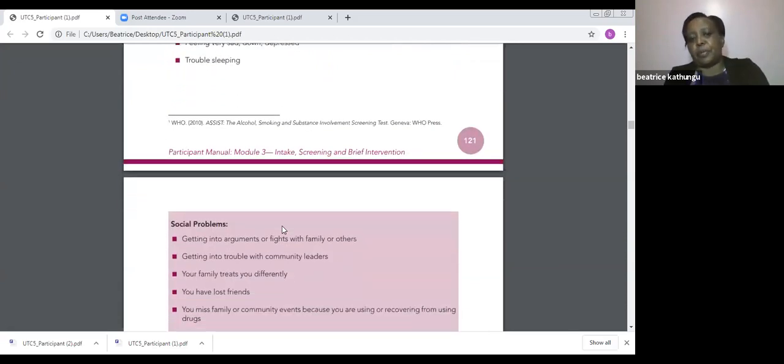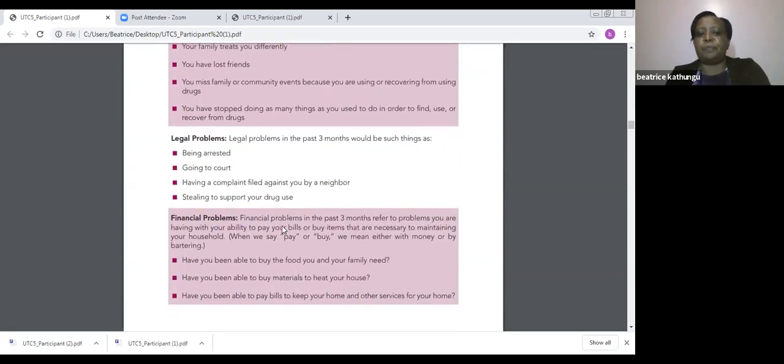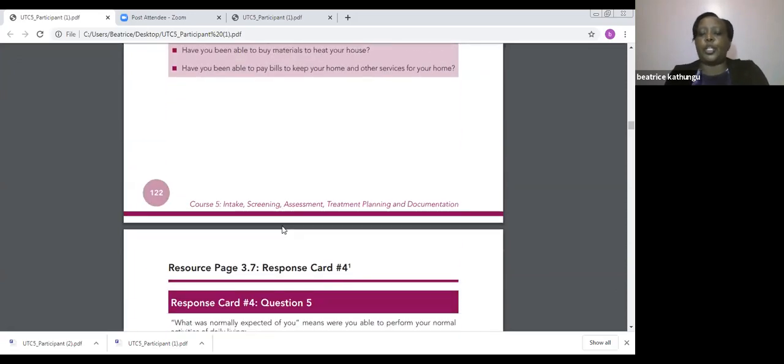So it has the health problems, then the social problems, the legal problems, the financial problems. When you walk them through that card, they will remember when you ask them, have you ever had a problem? They can reflect on what that card is saying.